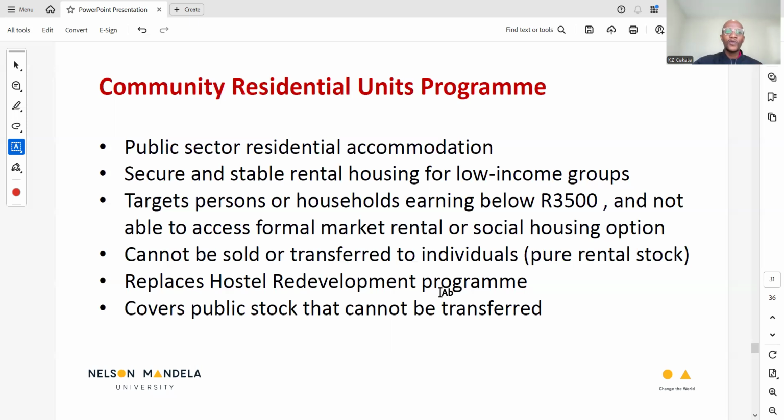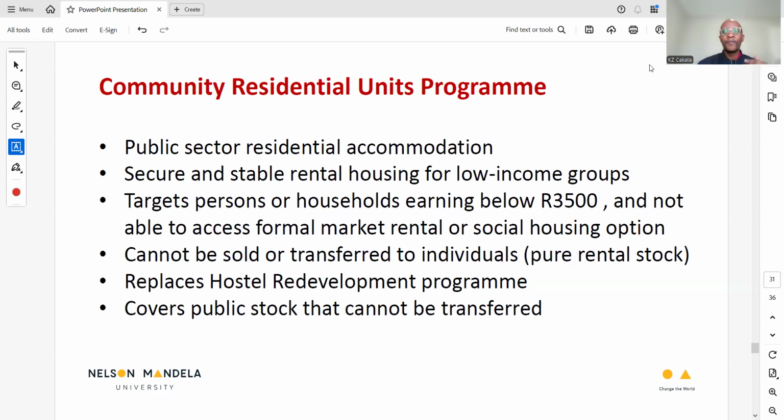The CRUs, or the community residential unit programs, is where public sector residential accommodation is provided. This is secure and stable rental housing for low income groups. Think about all the hostels that were there in the past. What this program effectively does is it replaces the hostel redevelopment program, which were usually single gender accommodation units, to include whole families. Now, this covers all public stock that cannot be transferred into the hands of individuals. So it cannot be sold or transferred. So it's all pure rental.